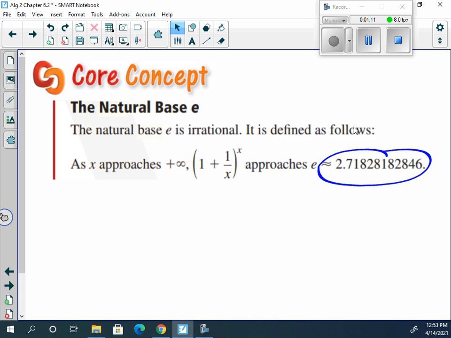Now, e, just like pi, is a number. It's just a number. We use it to represent it. So any questions on this here?